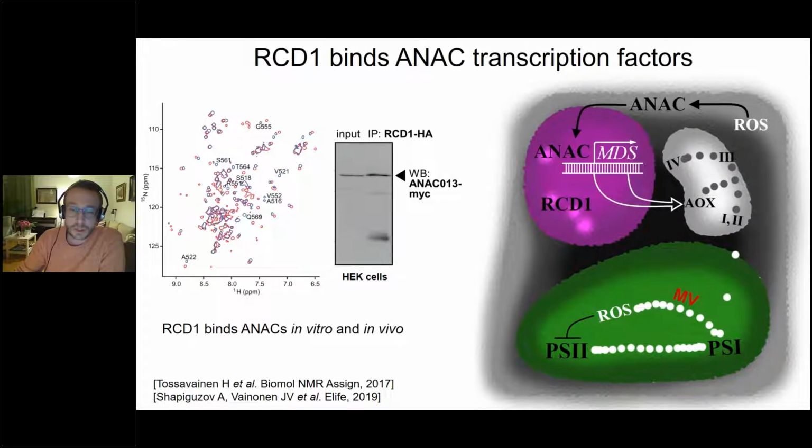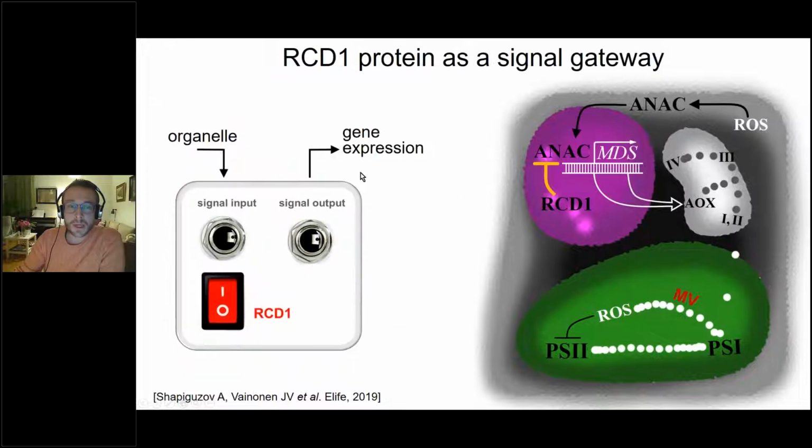And also, we have done a lot of experiments, for which you can have a look at our publication in eLife from 2019, which show that RCD1 is actually inhibiting the function of ANAC transcription factors inside the nucleus. You can view it here. Basically, you have this yellow arrow. So if you think of an analogy from electronics, you could imagine it looking this way. So you have an input of the signal from the organelles, and then the output that goes to gene expression. And RCD1 is the gateway that is controlling this circuitry over here.